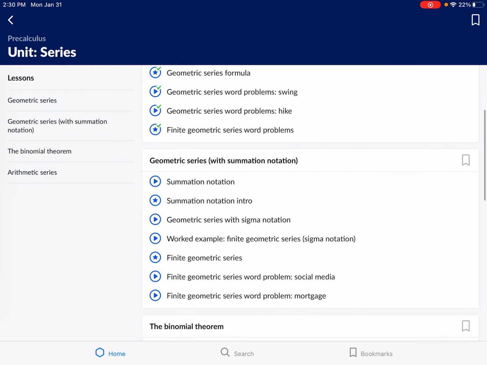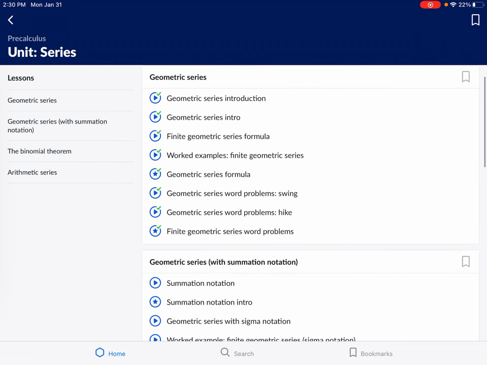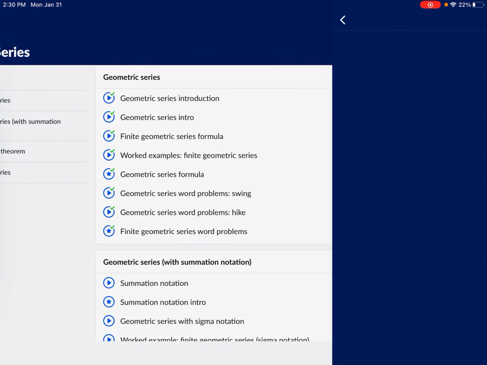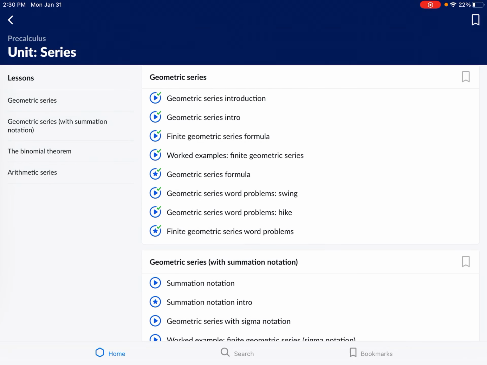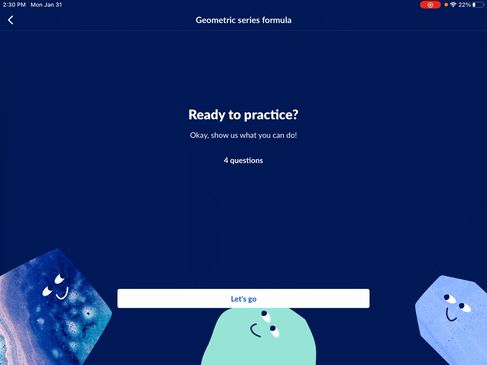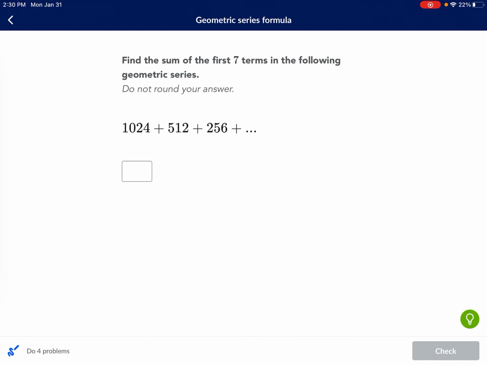Alright, unit number 9, quiz number 1. I'm calling this star over here and this star over here quiz 1 for geometric series. Okay, find the sum of the first 7 terms.